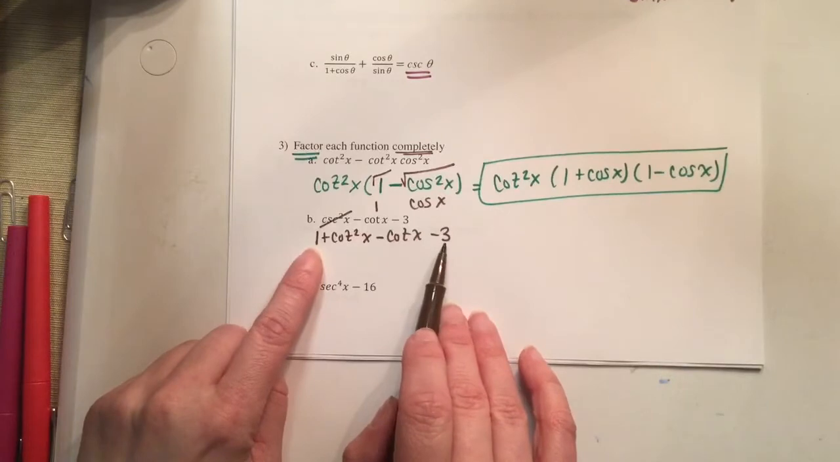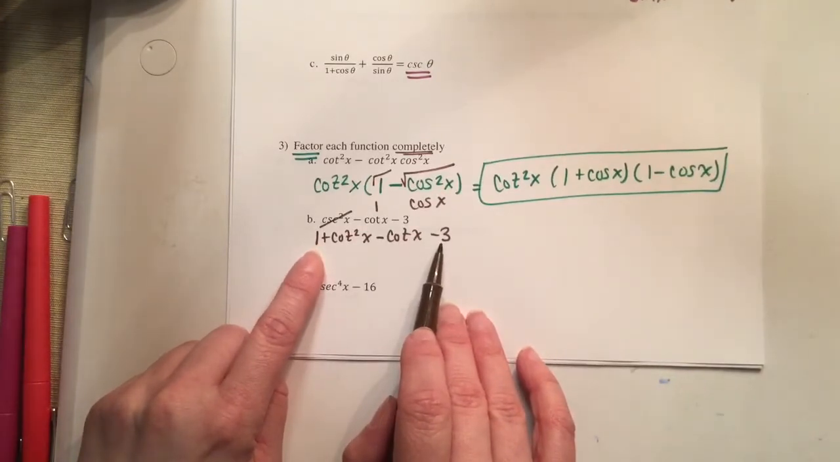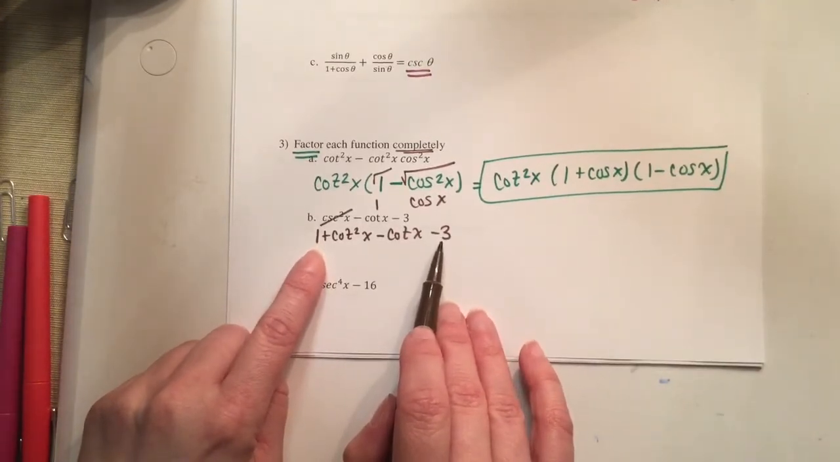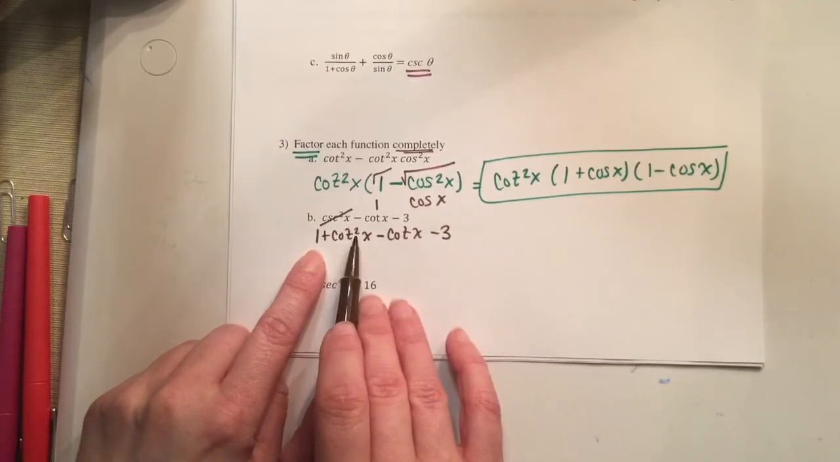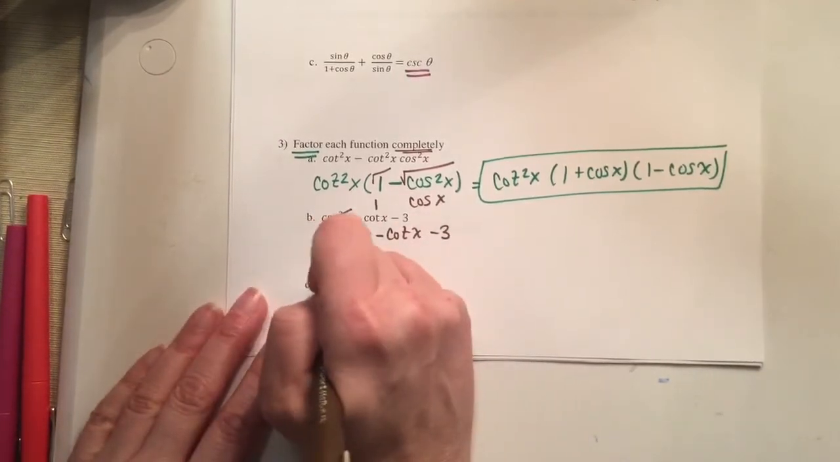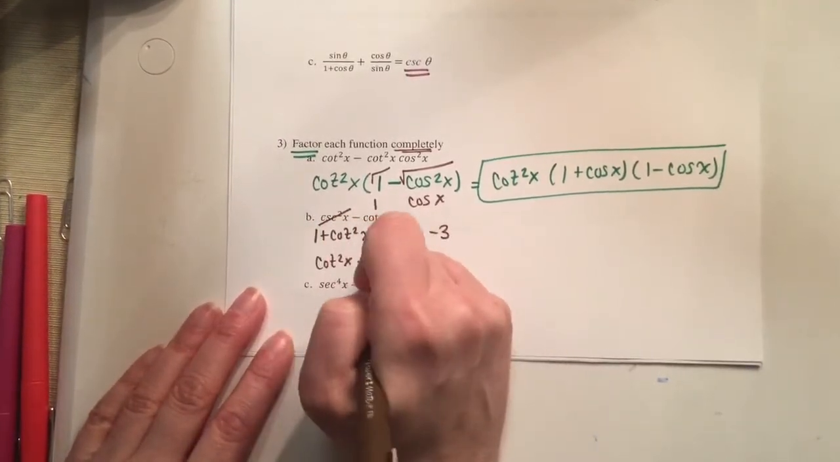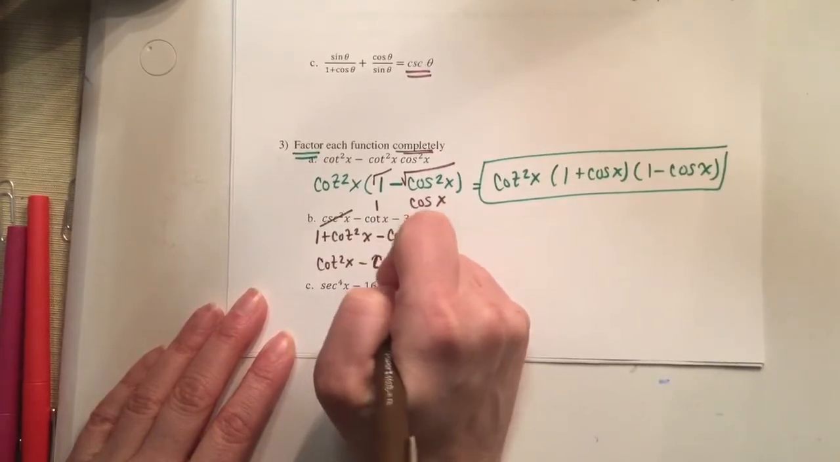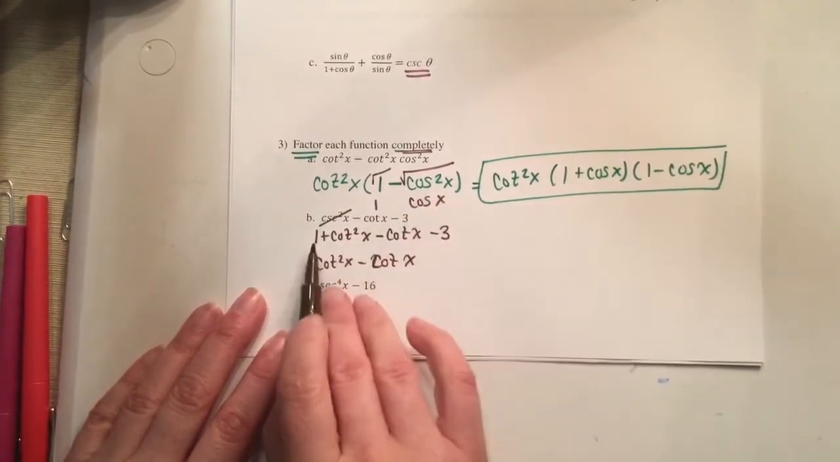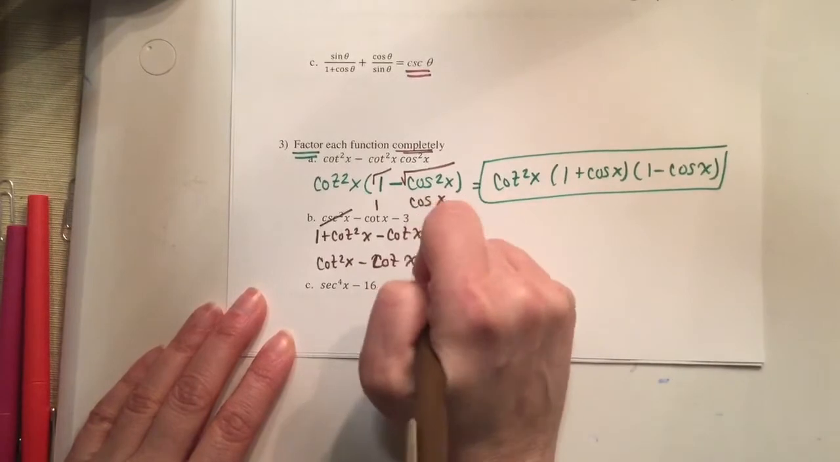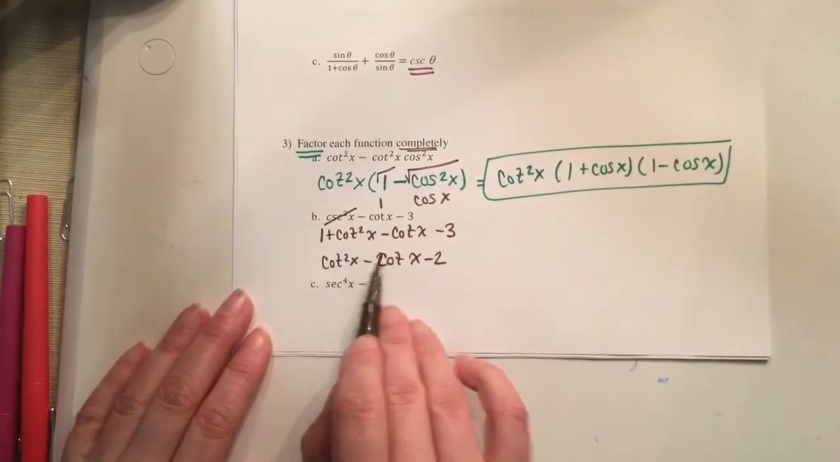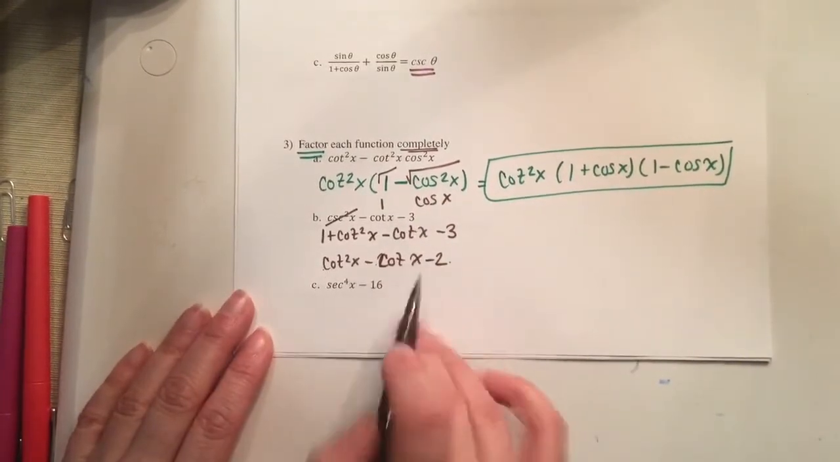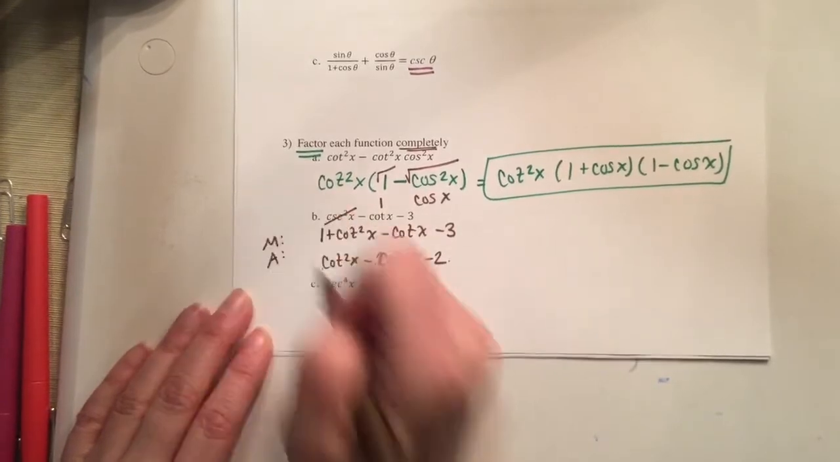But what I want you to realize here is I'm going to be doing multiply add method. So you have to have it in standard form. So my exponent of 2 needs to come first. So cotangent squared of x minus cotangent of x, positive 1 minus 3 is a negative 2. 1, 2, 3 terms with the same trig function, multiply add method.